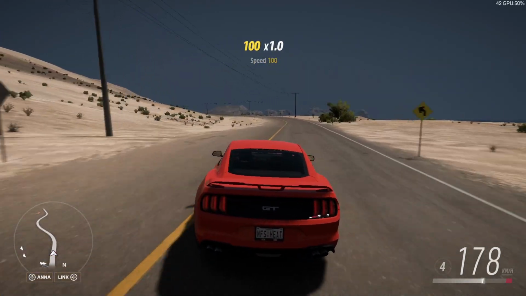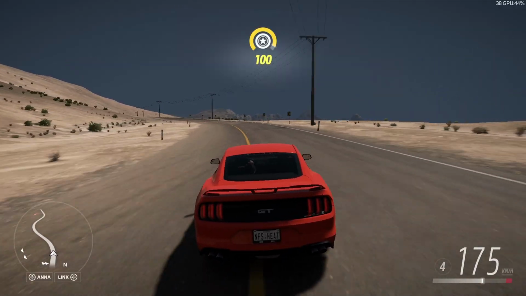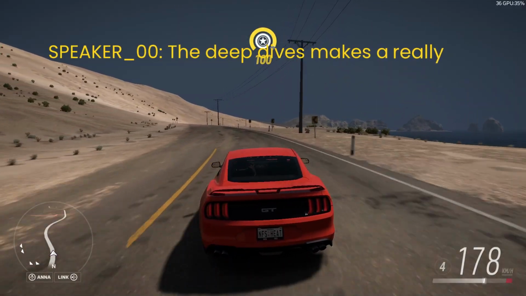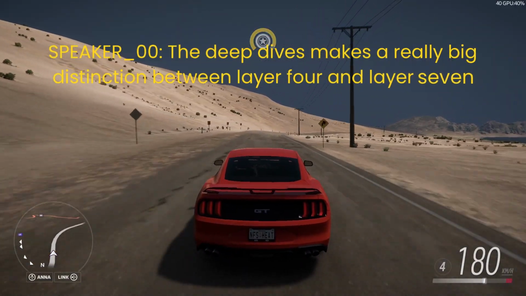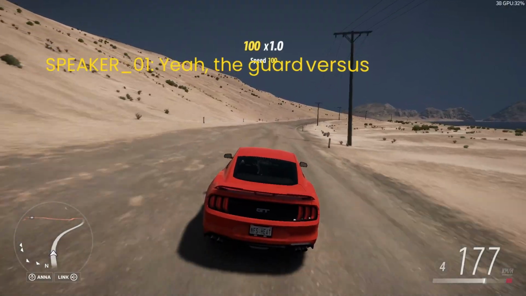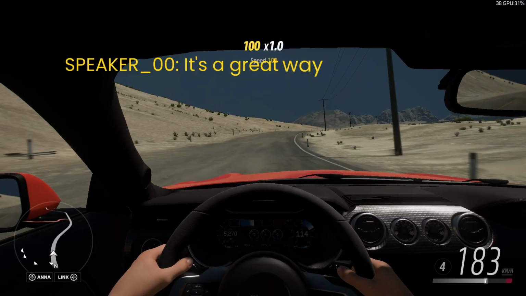It is indeed. Let's move to the architectural layers. The deep dive makes a really big distinction between layer 4 and layer 7 load balancing. Yeah, the guard versus receptionist comparison. It's a great way to visualize the trade-off.